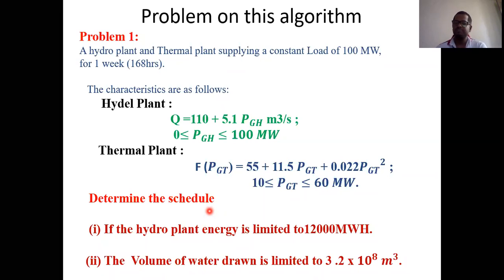So how to find out? Take a moment and think of it. How to solve this problem, everybody? First let us consider the first case, where the hydro energy is equal to 12,000 megawatt hour. Then try to solve this problem. Everybody, take a moment and think of it. How to solve this problem? What is given in this problem, and what is the parameter we need to find out?